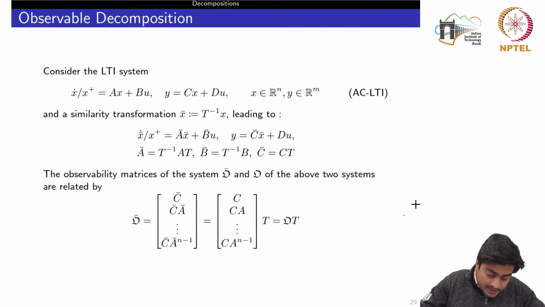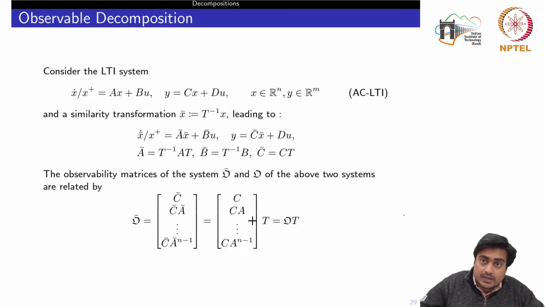So consider this LTI system with this pair A, B, C, D, and consider this similarity transformation, which is given by x bar equal to T inverse times x. This we had also seen in the first week on similarity transformation, where A bar is defined as T inverse A T, B bar as T inverse B, and C bar as C times T. So the observability matrices of both the systems are related by this one.